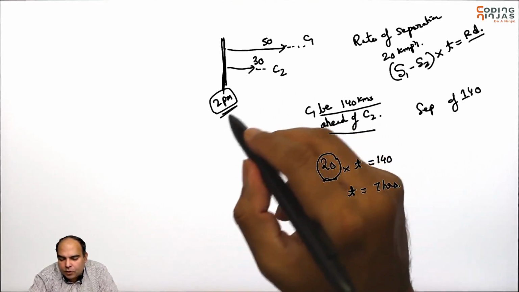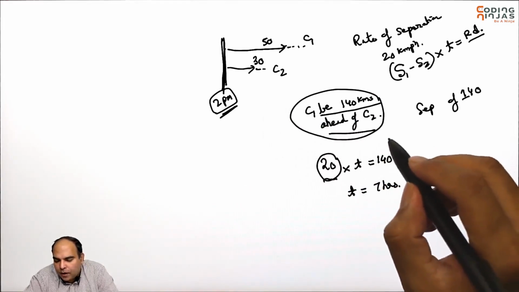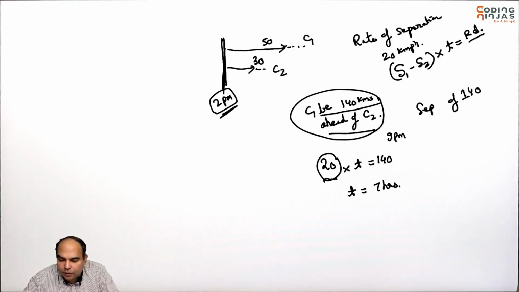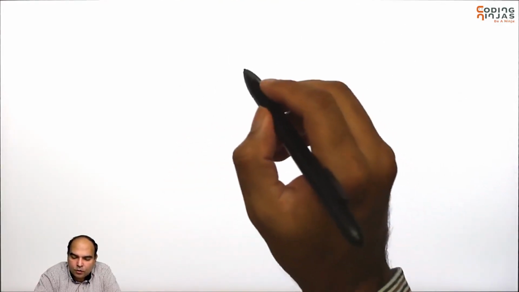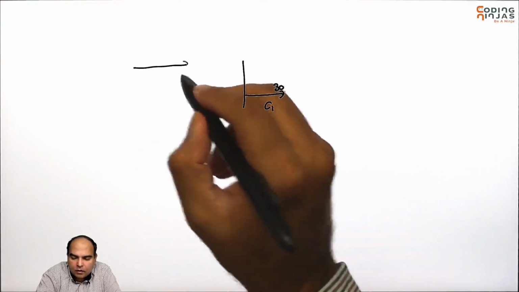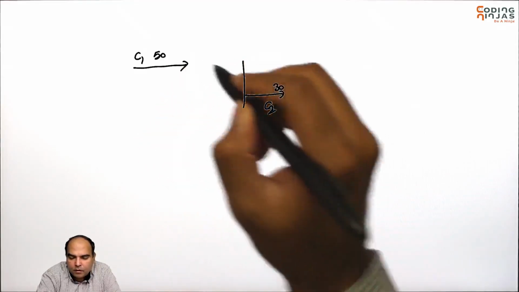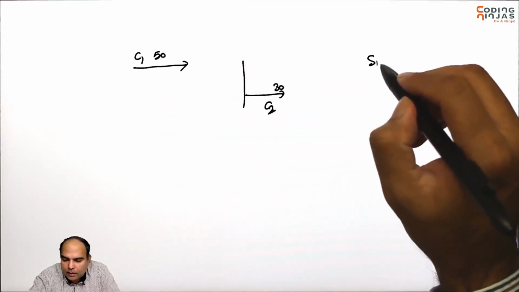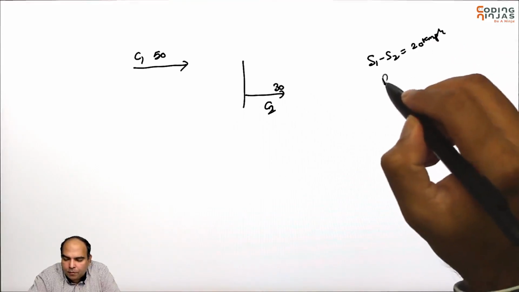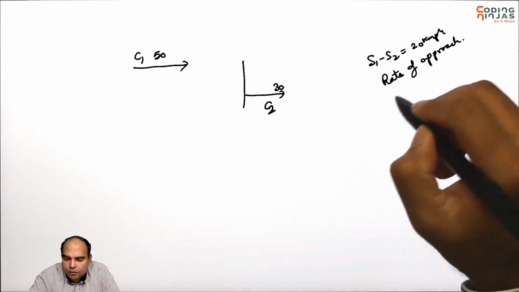So if this was the position at 2 p.m., then this condition, C1 ahead of C2 by 140 kilometers, will happen at 9 p.m. And the other picture in this case is the picture where you are approaching. So you can have a picture like this: C2 going at 30, and C1 catching up at 50. So in this case again, S1 minus S2, which is 20 kilometers per hour, would be the rate of approach.